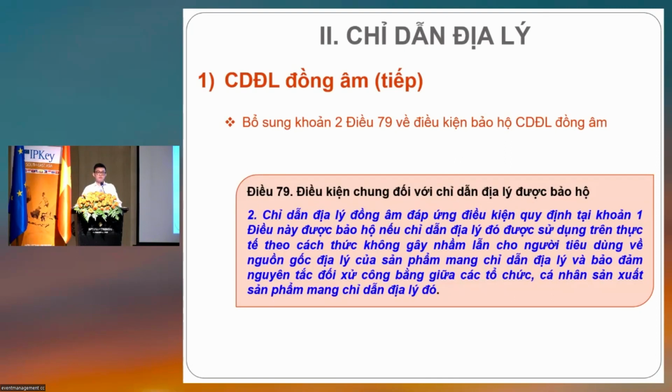It is considered as meeting the protection conditions. For this kind of thing, there must be one condition. It has to be used in practice, doesn't cause confusion for the user about the geographical origin, and it must ensure fair treatment.